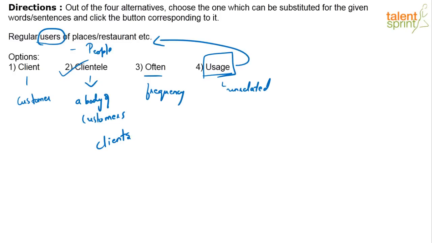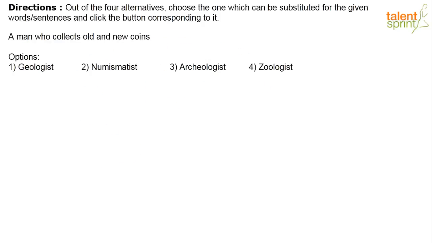Clientele are clients of either a professional person or practice, right? It's considered as a group. And regular users is your clue. So, it has to be 2, right? Now, couple of other things like one word substitution, like for example, look at this, a man who collects old and new coins. We're talking about a person here.